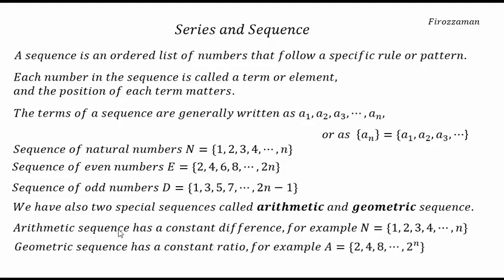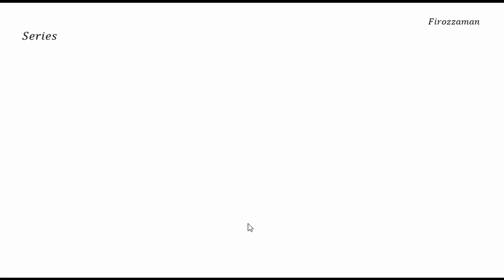On the other hand, a geometric sequence has a constant ratio, meaning if I were to divide a term by its previous term, I would always get the same ratio. Here we see that 4 divided by 2 gives us 2, and then 8 divided by 4 gives us 2. And so that ratio is constant, which is why this is a geometric sequence.